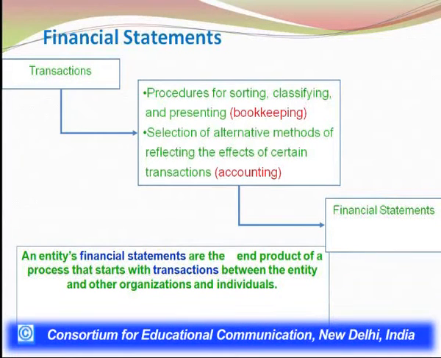So if you refer to the same diagram here, there are two words in the middle box highlighted: bookkeeping and accounting. So bookkeeping is basically when we simply decide or sort out these business transactions and put them into certain groups. So that is what is known as classifying.